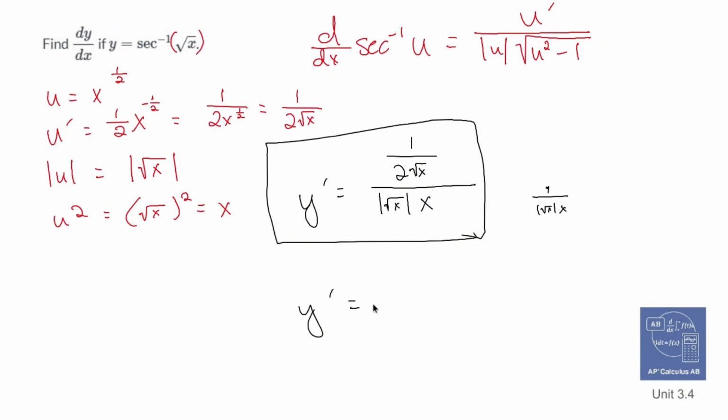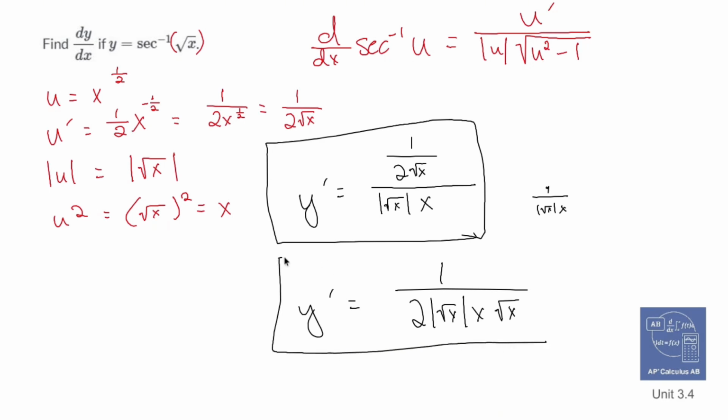y prime equals 1 over, you would have 2, you would have the absolute value of root x, you would have x, you would have root x. It's a mess. So I guess all of these are okay, but none of them are great. So, I don't know. It's all good. As the kids say, it's all good.